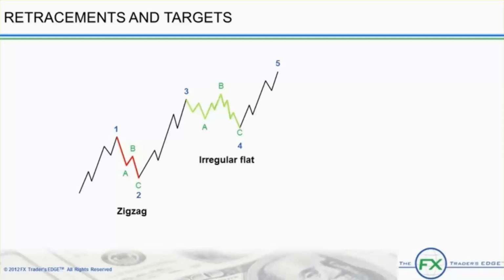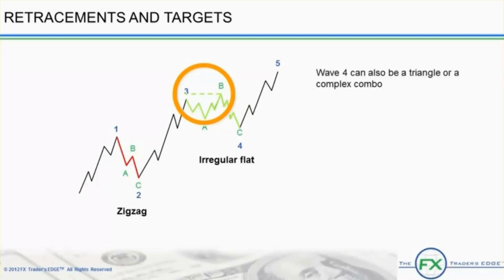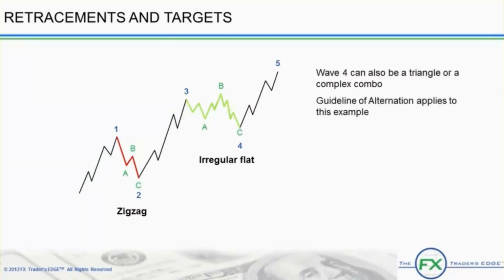The wave 4 correction is very different, as it takes the shape of an irregular flat, where the B wave travels above the top of the previous impulse wave before making its way down in a C wave to complete the correction. Note the wave 4 correction can also be a triangle or one of the complex combos that were described, such as double and triple threes combinations. The guideline of alternation also applies, since wave 2 is a sharp, simple, zigzag correction, and wave 4 is a sideways, irregular, flat correction.